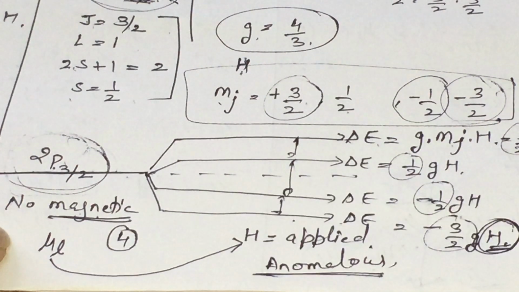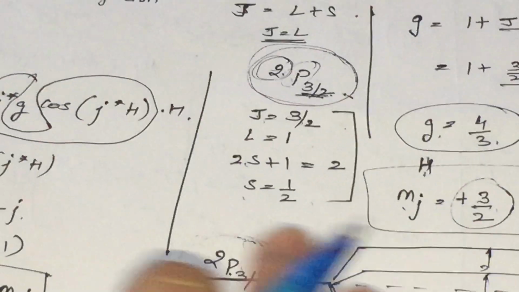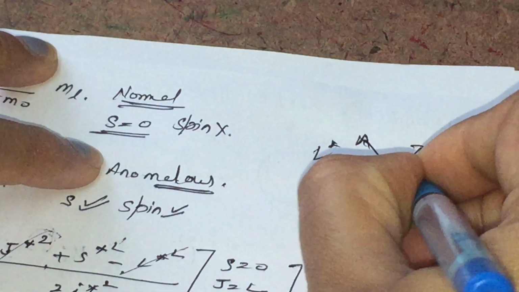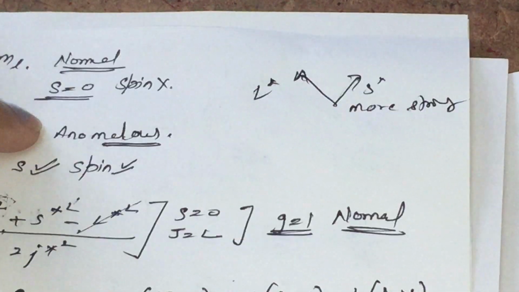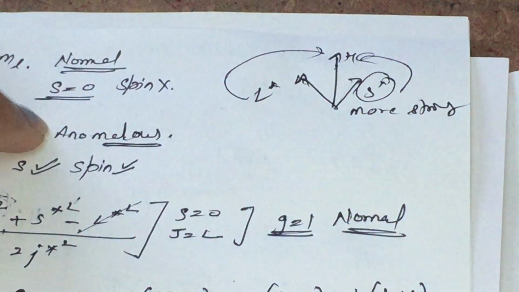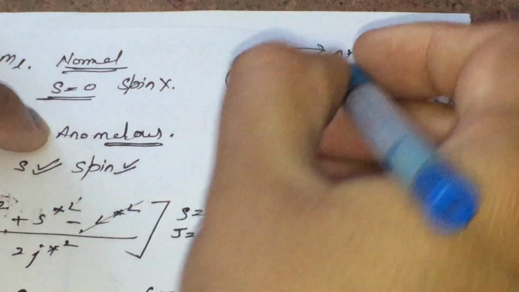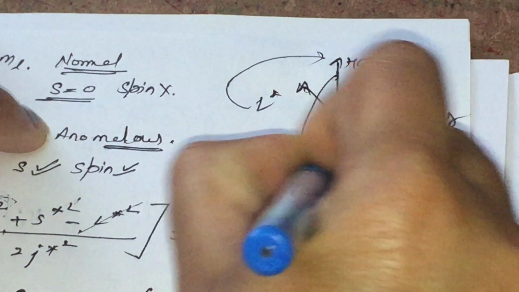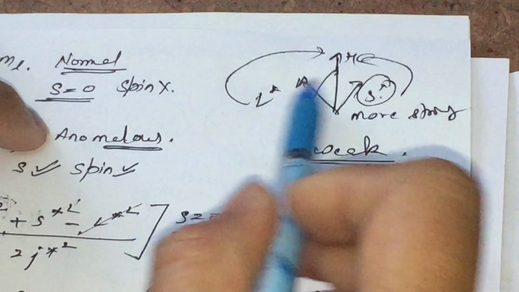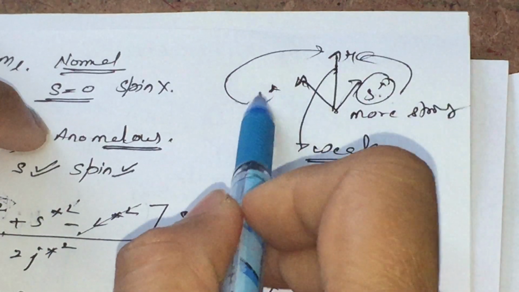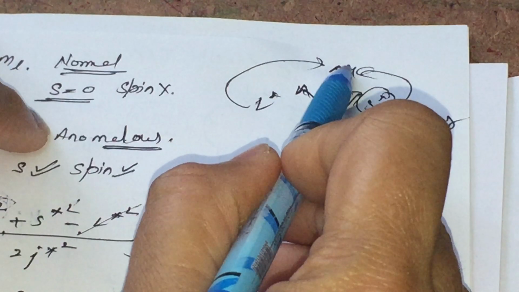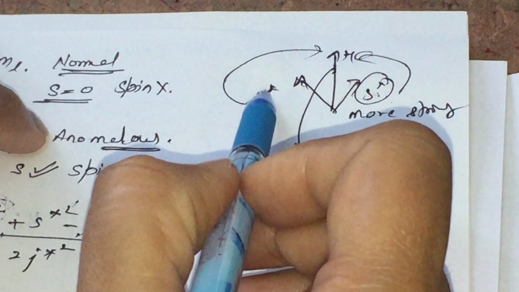Magnetic field H is applied so that the interaction in between L and S is stronger as compared to the interaction of S with H or L with H. It means the applied magnetic field should be weak, and the strength of applied magnetic field is compared with the interaction in between L and S. In anomalous Zeeman effect, L and S interaction is stronger as compared to the interaction in between H and S or in between H and L.